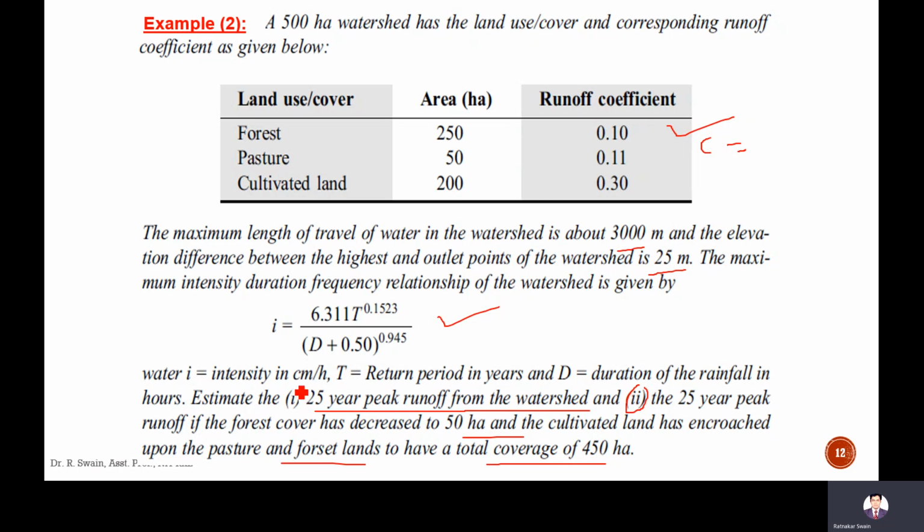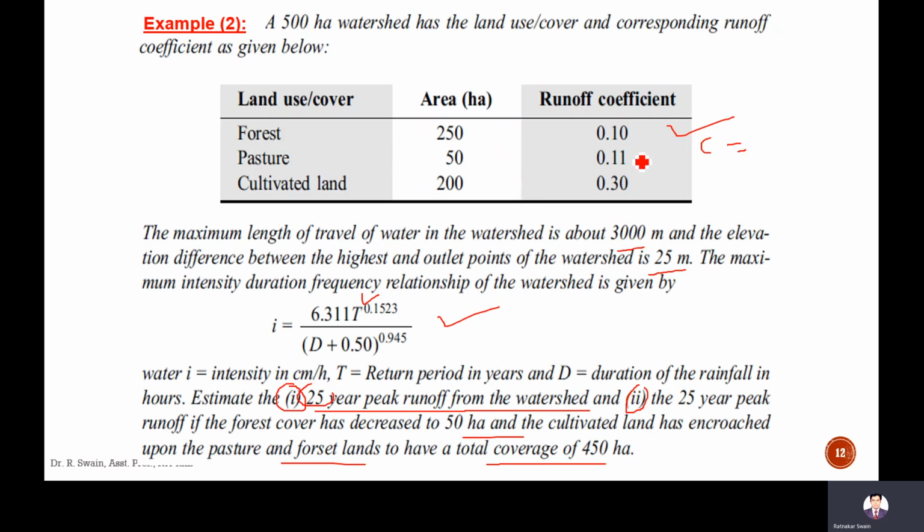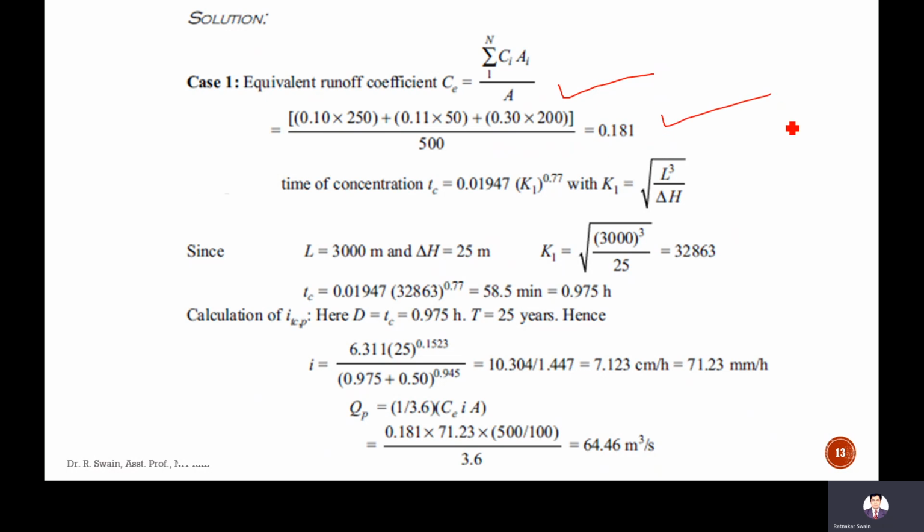In the first case, first we have to determine the 25-year peak runoff from the watershed. So T is 25, and D is nothing but TC. Here C is determined using the area weightage method: C1 A1 plus C2 A2 plus C3 A3 divided by A1 plus A2 plus A3. So here C is 0.181.